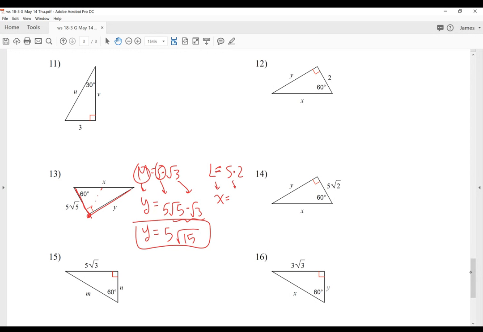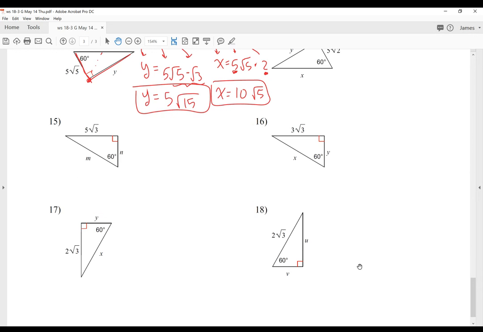Short side again is 5 square root of 5 times 2. This time, do we multiply square root of 5 times whole number 2? No, we multiply whole number 5 with whole number 2. 2 times 5 is 10, and then square root of 5 stays. Same kinds of numbers can be multiplied together.